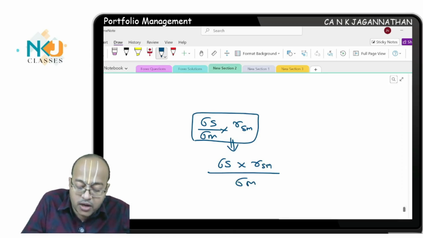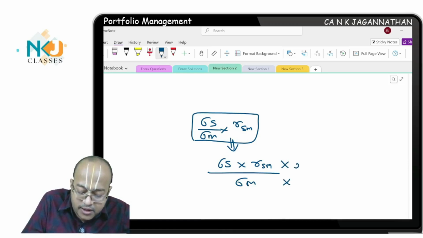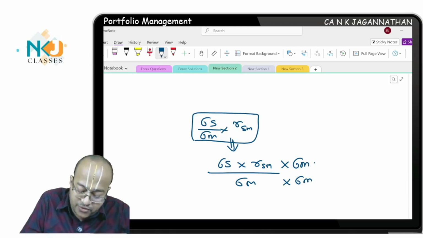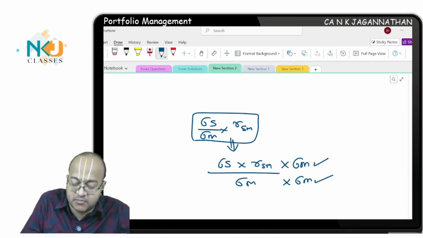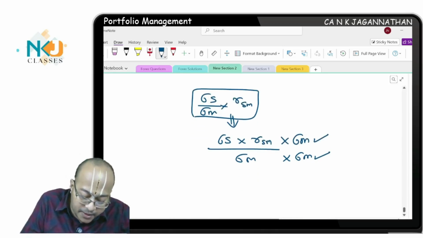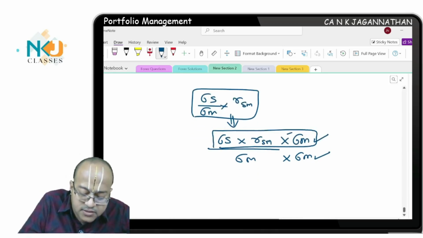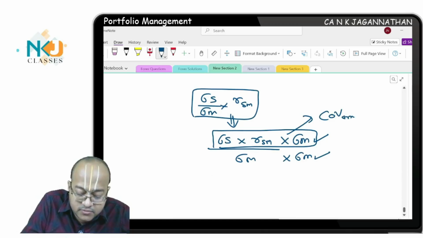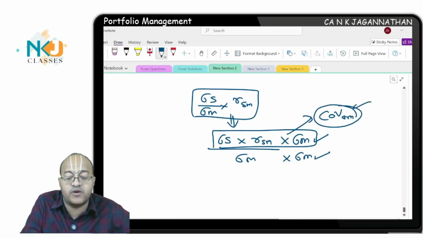Now, what do you do? Numerator and denominator, you multiply with sigma M. Are you listening to what I am trying to say? If you multiply the numerator with sigma M and the denominator with sigma M, it should give the same answer. If you multiply the numerator with sigma M, this is nothing but the covariance of S and M. This is nothing but the covariance term.